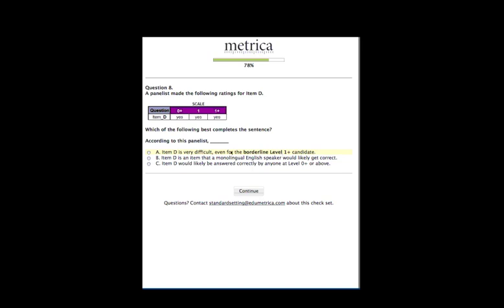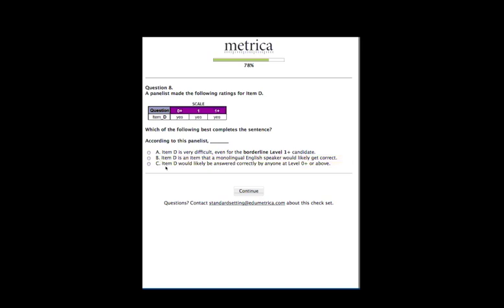That's not what this panelist is saying with this set of judgments, because this panelist is saying that even at borderline level 1 plus, that person should be able to answer the item correct. So this would not be a very difficult item. That's not what this panelist is saying. Is this panelist saying B, that item D is an item that a monolingual English speaker would likely get correct? A little bit of a tricky choice here. The monolingual English speaker doesn't speak the target language. So B is not the right answer.